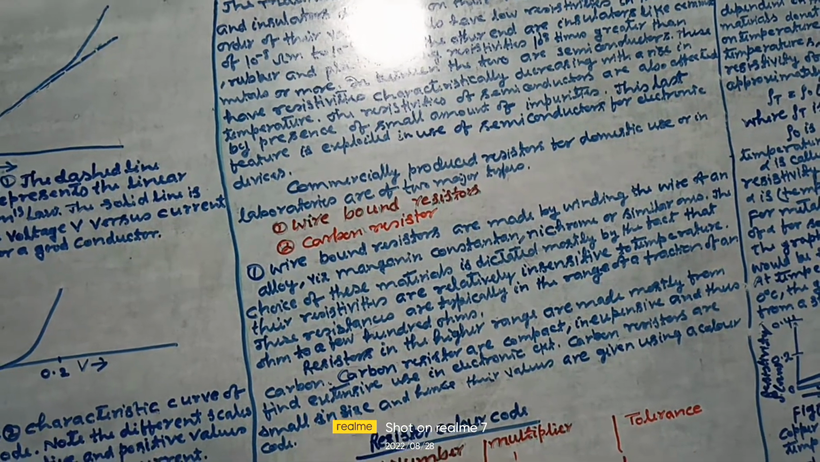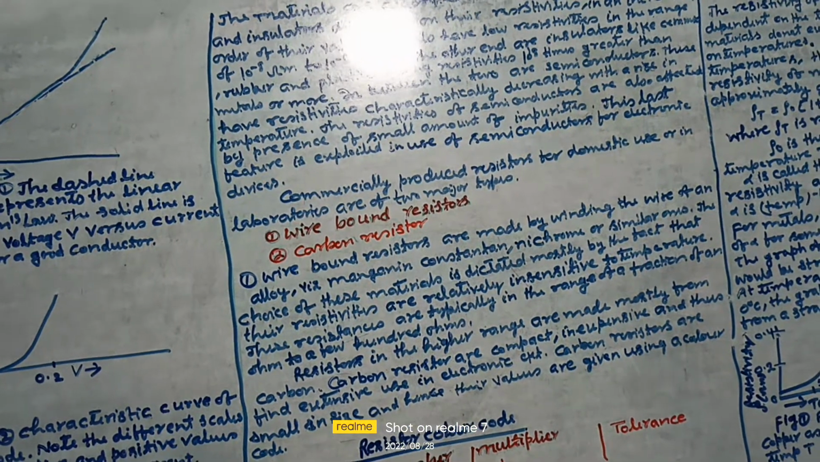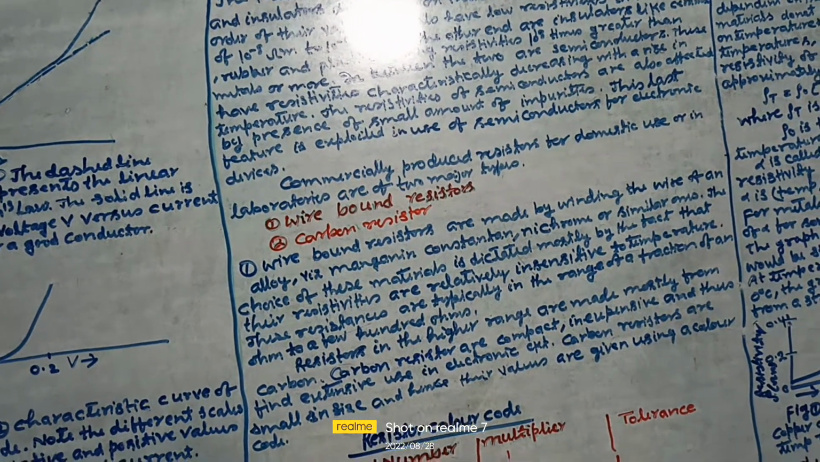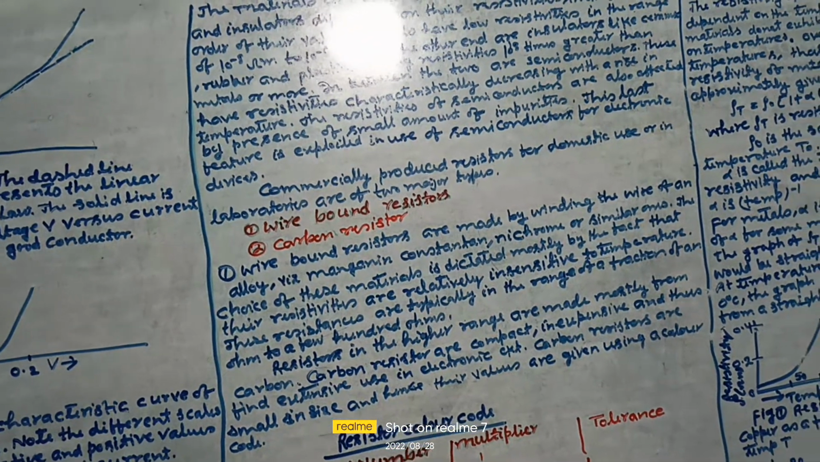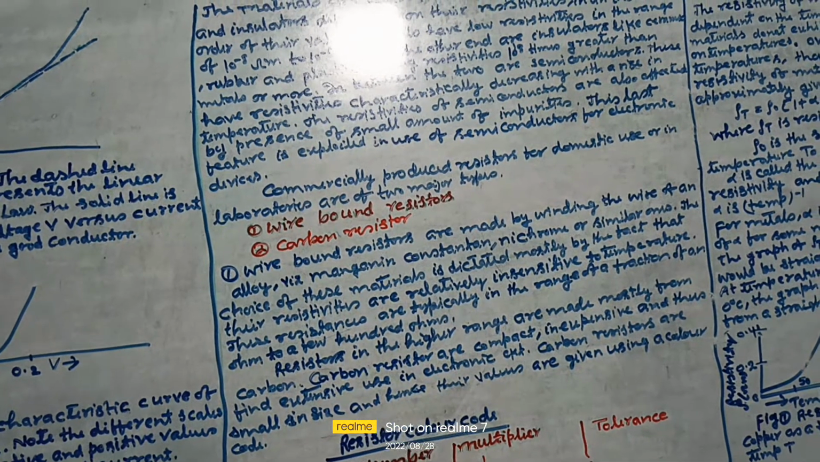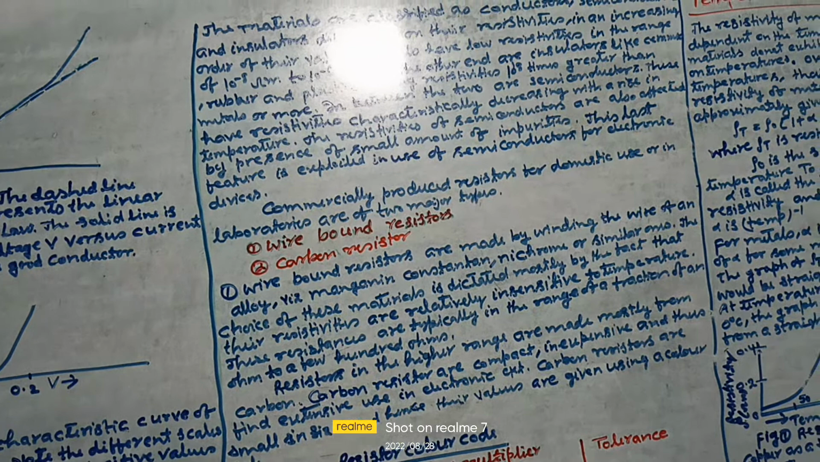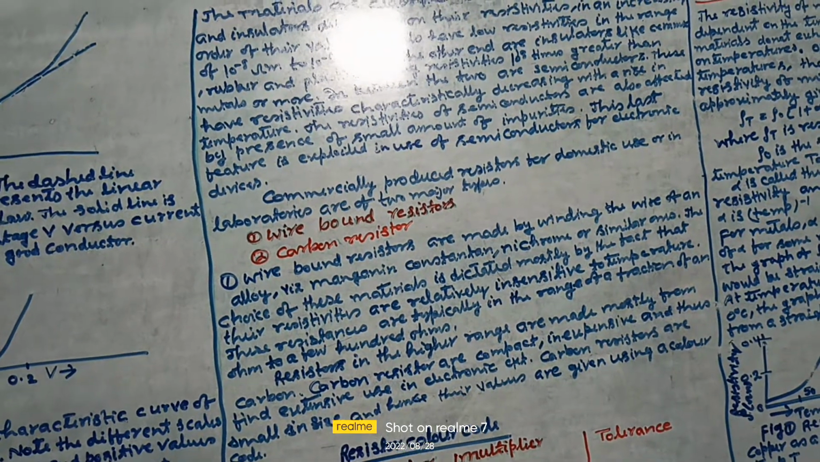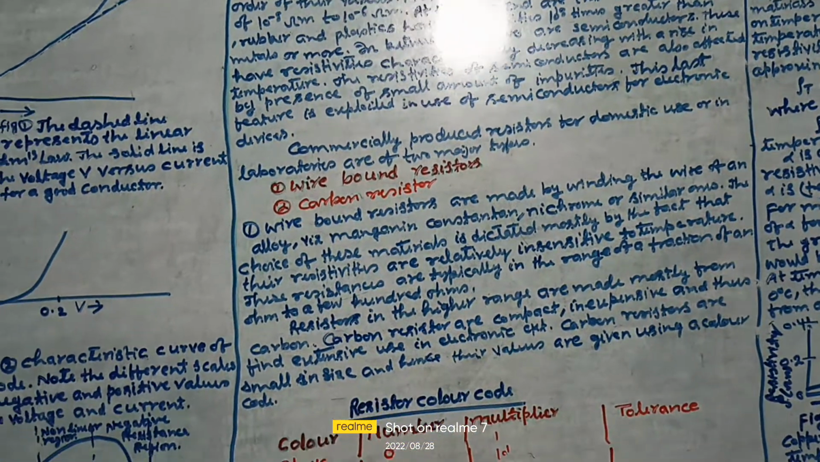These have resistivity characteristically decreasing with a rise in temperature. The resistivities of semiconductors are also affected by the presence of a small amount of impurity. This last feature is exploited in the use of semiconductors for electronic devices.